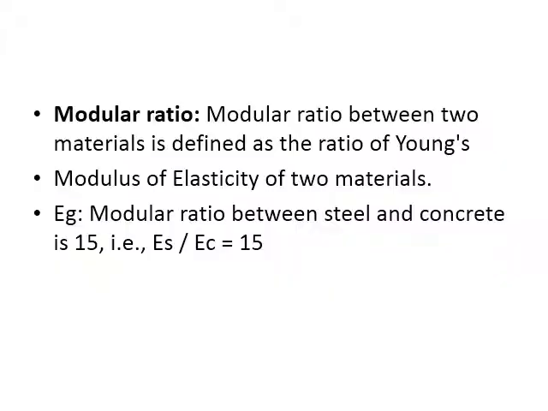Okay. So let's study another concept, modular ratio. I'll be using this modular ratio in my numerical examples. See, modular ratio is the ratio of Young's modulus between two materials. Let's say you have two materials, steel and concrete. Young's modulus of steel and Young's modulus of concrete. When I take the ratio of Young's modulus of steel and Young's modulus of concrete, that ratio is called the modular ratio.